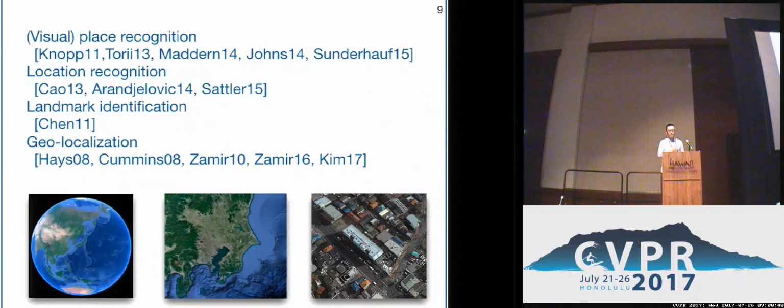Before discussing the challenges in place recognition, I just want to quickly mention the synonyms. Some papers call this problem, like us, place recognition, but some call it location recognition, landmark identification, or geolocalization. I think there are some small differences, like the expected final accuracy of the localization or recognition, but essentially we are all tackling the same problem.